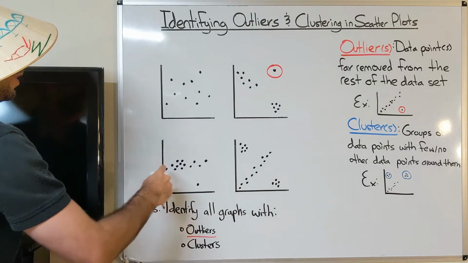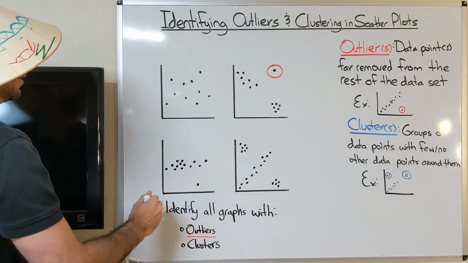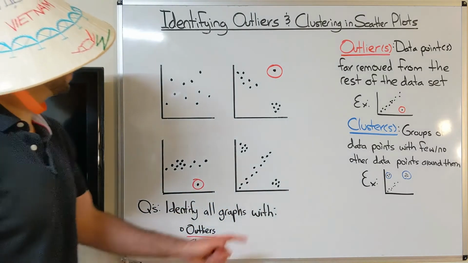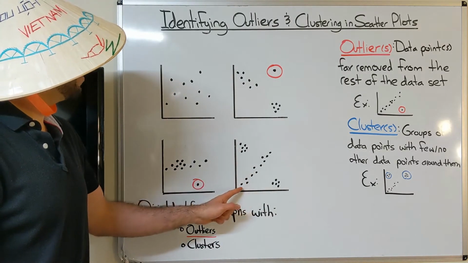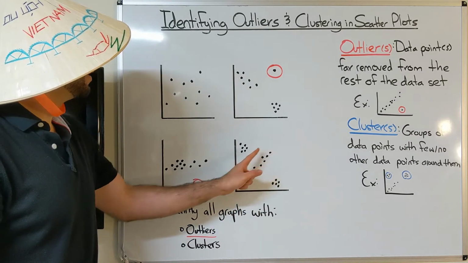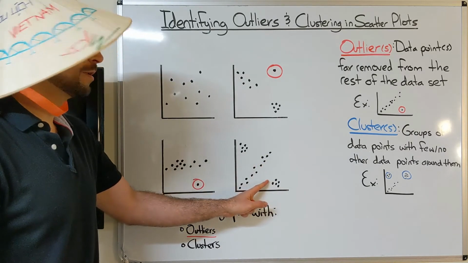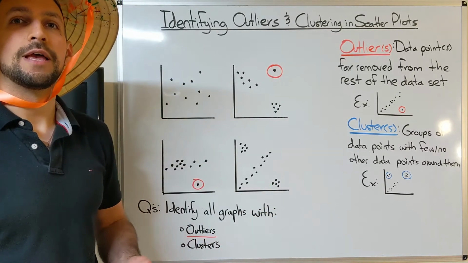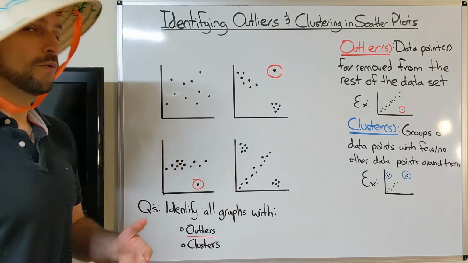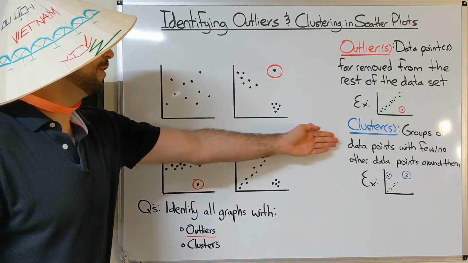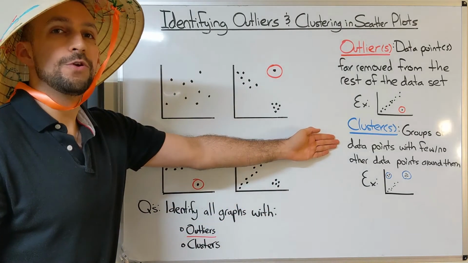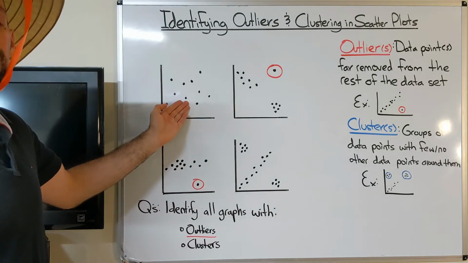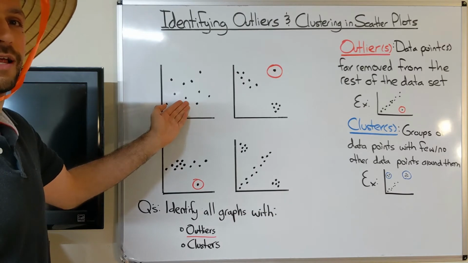In this graph, we have a relatively strong correlation again, and one single point far away from the rest. In our final graph, we have a strong positive correlation, save for these two groups. Now they are far away from the data, but they're groups, so those would be clusters, not outliers. When we look for clusters, we're going to be looking for groups of data points with few or no other data points near them.